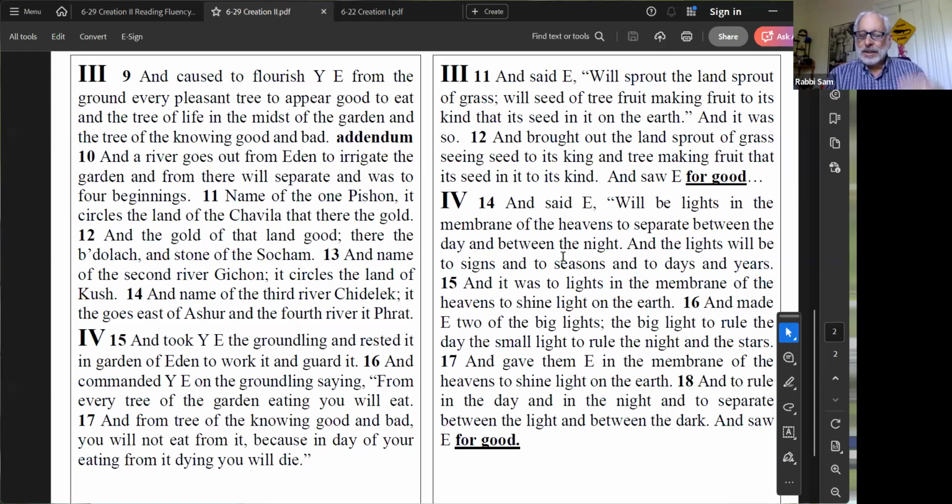In verse 14, we get the jobs of the different lights. And some of the lights tell us whether it's day or night. Guess which lights those are? The sun and the moon? Exactly. And some of the lights will be signs to let us know what seasons they are. And that becomes the constellations.